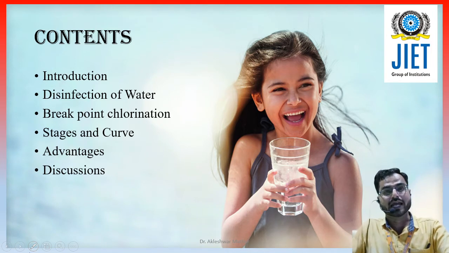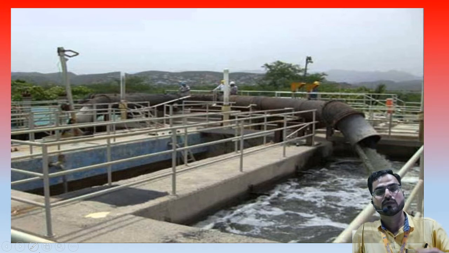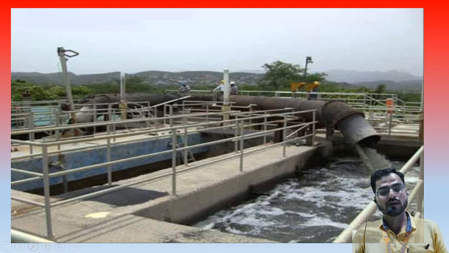Now in the next segment, we discuss what breakpoint chlorination is, the different stages and curves in breakpoint chlorination, and advantages. This is the process step of water treatment where the water after filtration is collected in a tank and subjected to chlorination. After that it is passed into a closed container, because in the open the chlorine will escape due to the action of sunlight and other factors. So it is necessary to perform the chlorination process in a closed container.